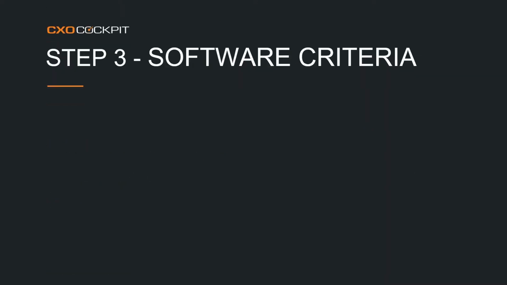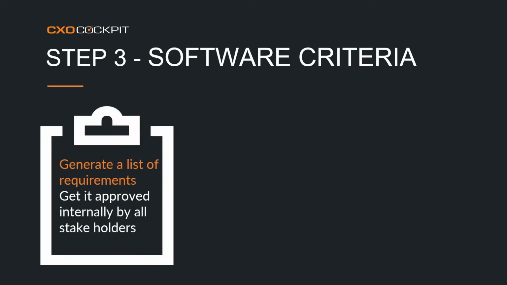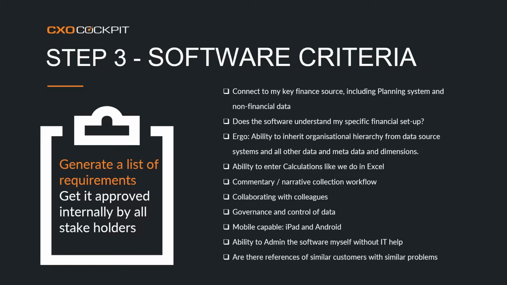So the third step is to think about, well, okay, I need to generate a list of requirements. So what is it I'm trying to achieve? What is it I want from, let's say, a piece of software to deliver against my objectives? And here again, we've generated a list of areas that we think may be helpful to yourselves. Now, if you wish, at the end of the webinar, I'm more than happy to share this presentation so you can use this list as a starting point for gathering your own criteria.